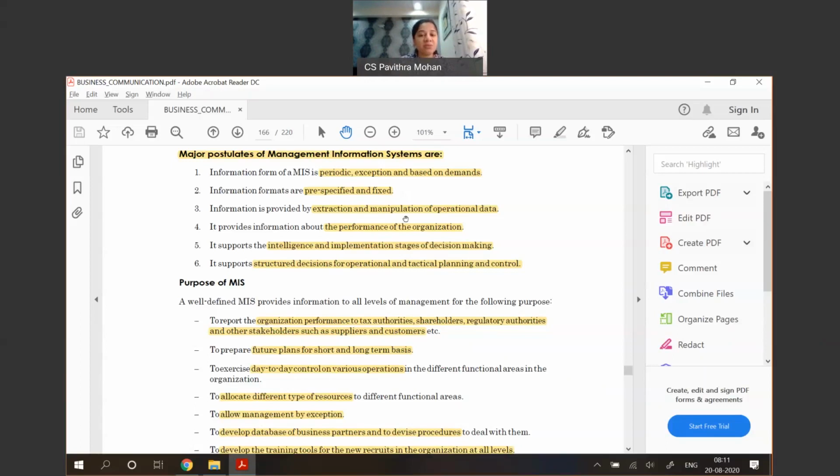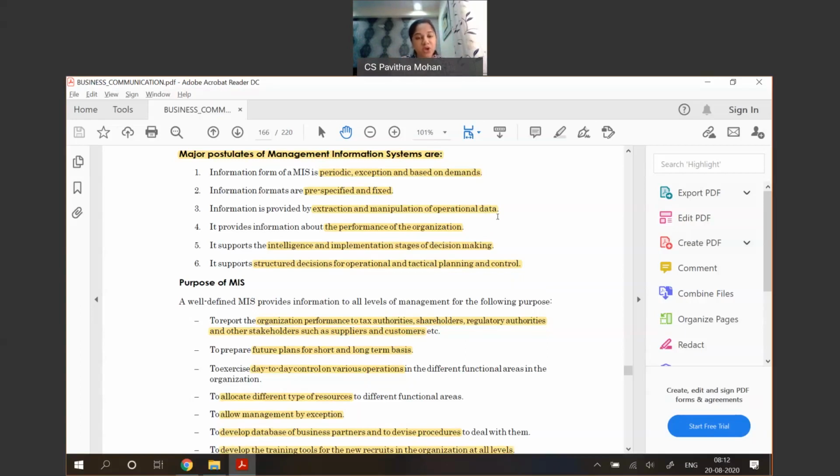Then you have extraction and manipulation of operational data. Here, when the operational data is already available and it is very huge, whatever information we want, like if you have downloaded your bank statement from net banking, you will understand. It will ask which month you want. If I give that particular month and say extract, it will give only the transactions that happened in that particular month. Like that, even in an organization, it will be easier for us to extract whatever data we want.